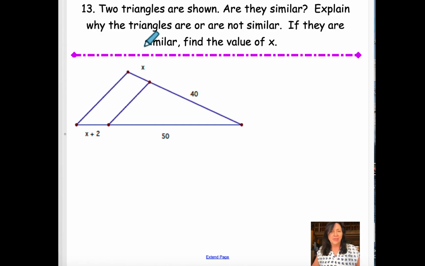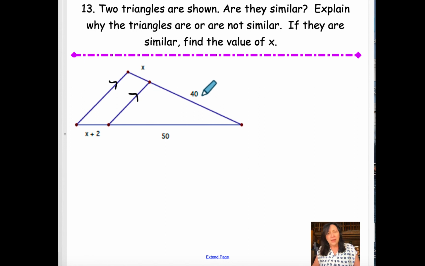For this problem, it says 2 triangles are shown. Are they similar? Explain why they are or aren't similar. If they are similar, find x. Yes, they're similar because these lines here are parallel, because they're in the same shape. They have to be parallel.